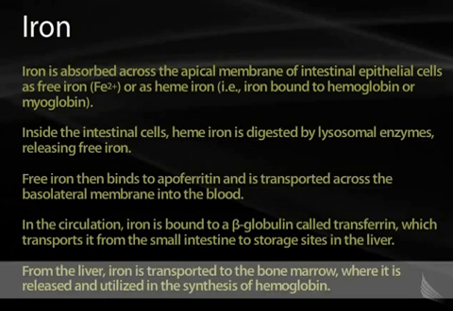From the liver, iron is transported to the bone marrow, where it's released and utilized for synthesis of hemoglobin. So the important thing to remember is that free iron in the diet is ferric or Fe3+ iron, but for absorption it's changed to Fe2+ or ferrous iron.